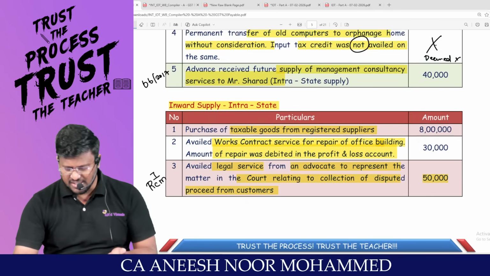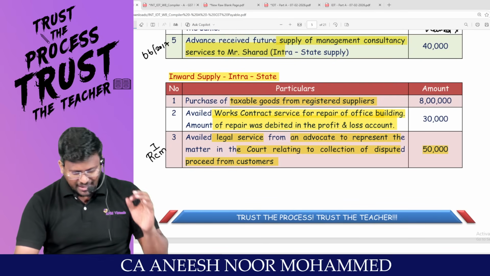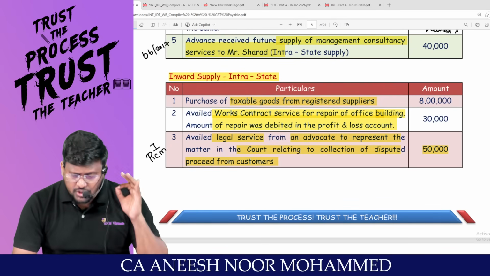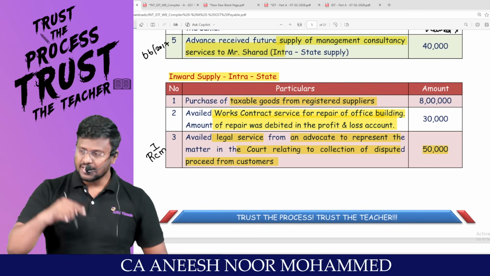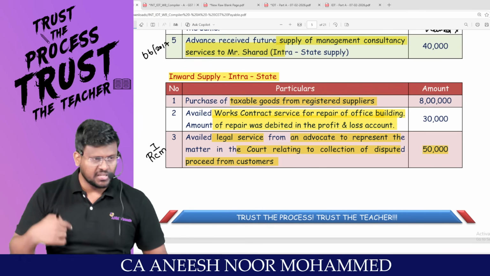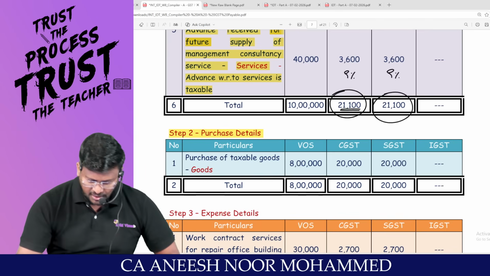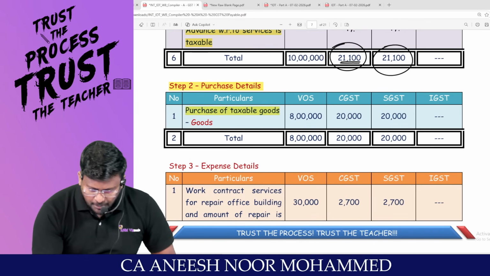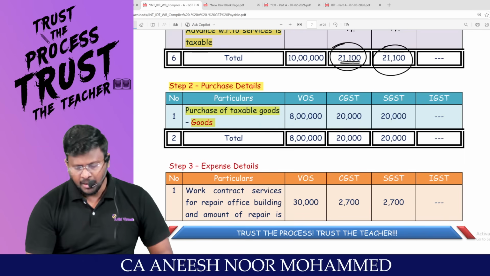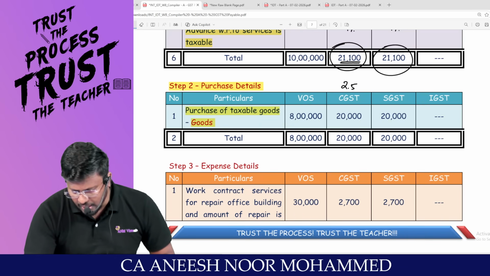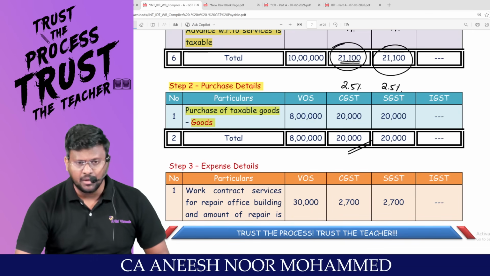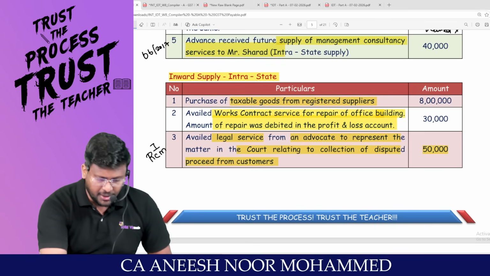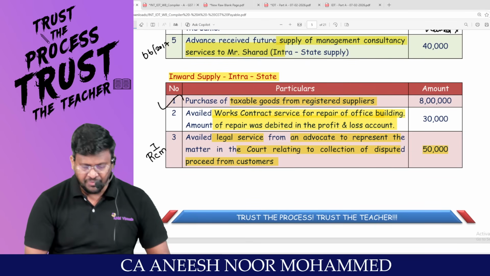Sir, the purchases table, they themselves have given. Purchase of taxable goods from registered supplier. Goods, how many lakh? 8 lakh. For this, the supplier would have collected GST from us. That can be taken as what, man? ITC. That's what purchase of taxable goods is. How much percent? 2.5 percentage. So, my dear lovable students, tell me, 8 lakh into 2.5 percentage comes to 20,000 CGST we would have paid. 20,000 SGST we would have paid. That's it. That point comes to an end.